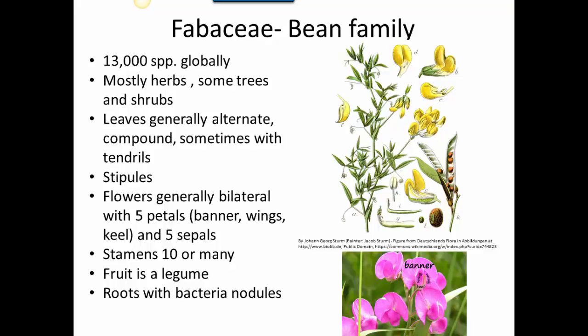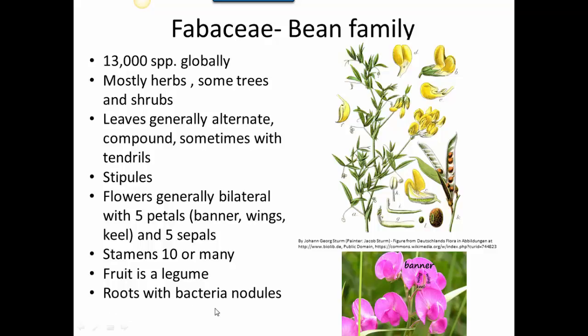The one in the back is called the banner petal. And then there's 2 wings that are sort of protruding out, and then kind of tucked underneath between those wings is a 5th petal, the keel petal. So the banner petal, this is actually 2 petals up here, and then each wing is an additional petal, and so is the keel. They often have many stamens, so 10 or even more. The fruit, as you know, is a legume.